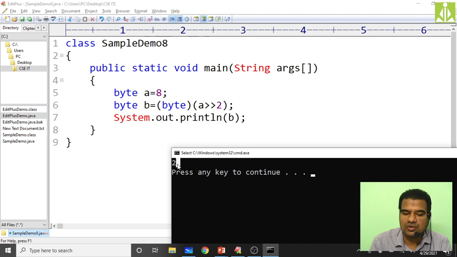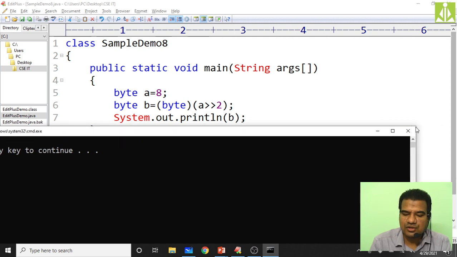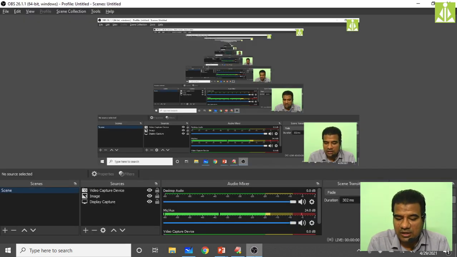As you can see, we got 2. So 2 times it is dividing with 2. The first time divided with 2, you got 4, and the second time divided with 2, you got 2 as the answer. So that's the reason we got 2 over there.